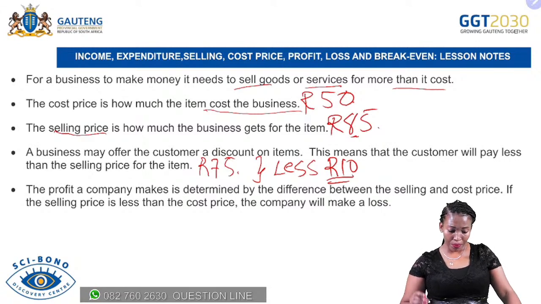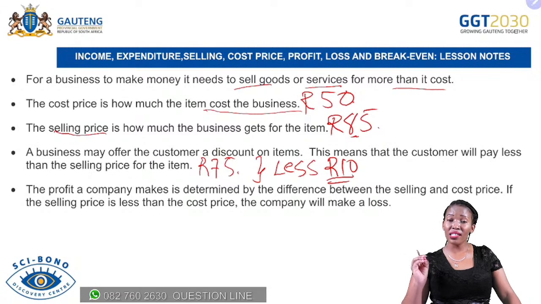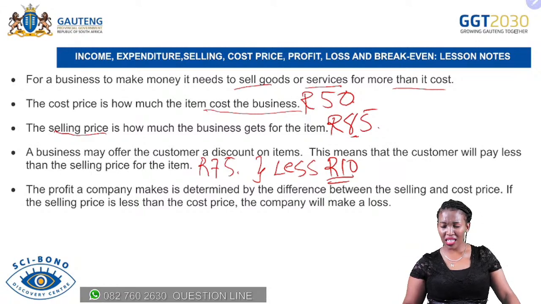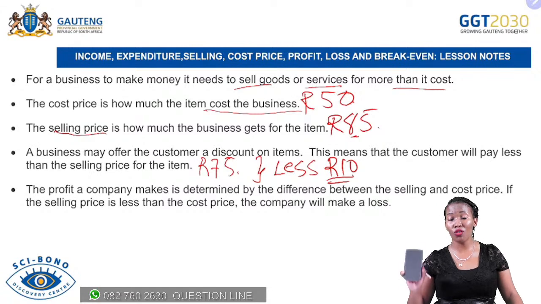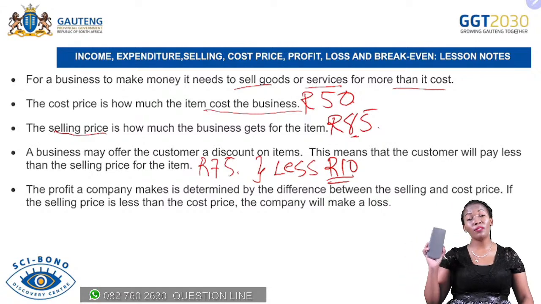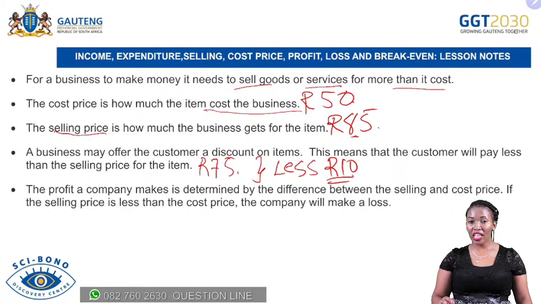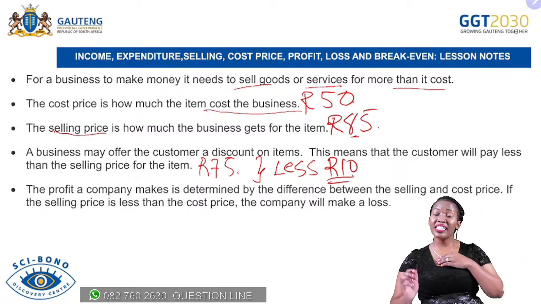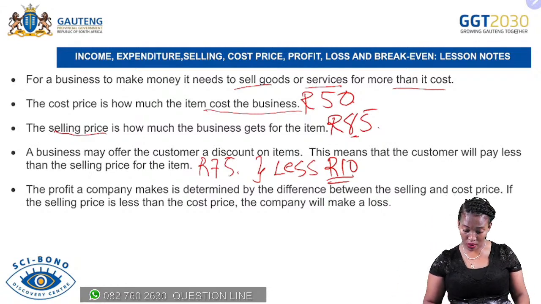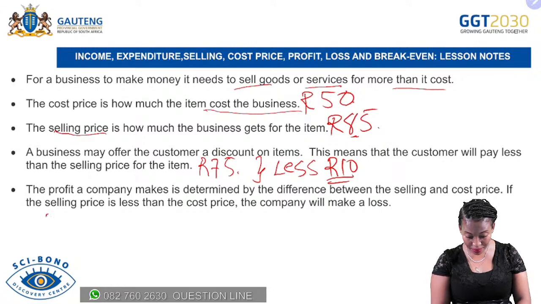And then the profit that a company makes is determined by the difference between the selling and the cost price. This is what I said. So if the selling price is less than the cost price, the company will make a loss. It's exactly how I explained that when you are selling your items, your income must always be more than your cost price. Otherwise, you will not be making any profit. So we can quickly check here with me for my calculators. Did I make a profit or a loss? How do you know that? My income.